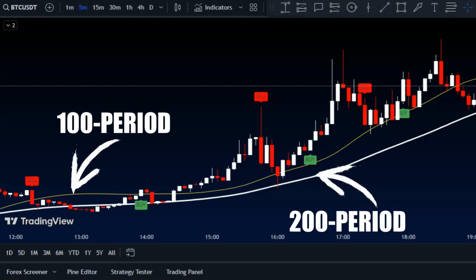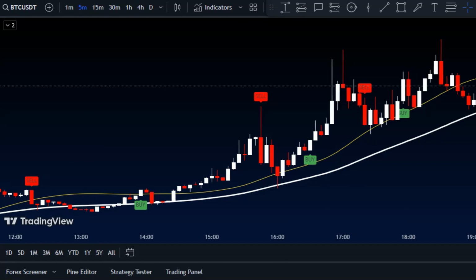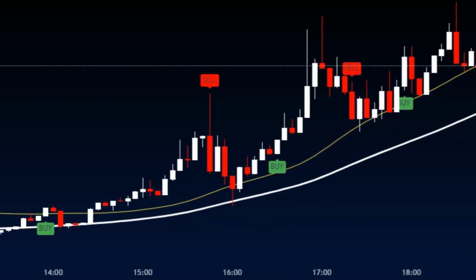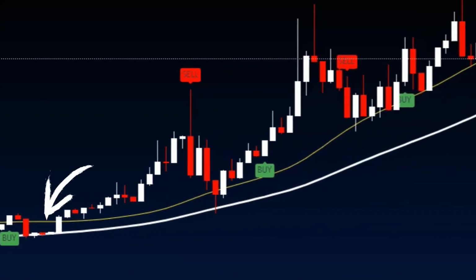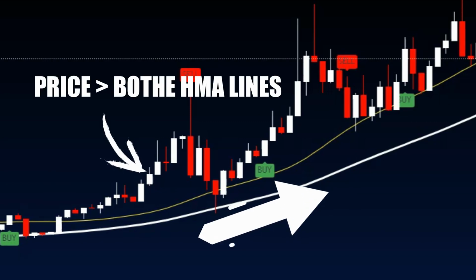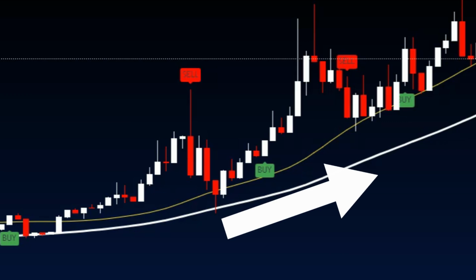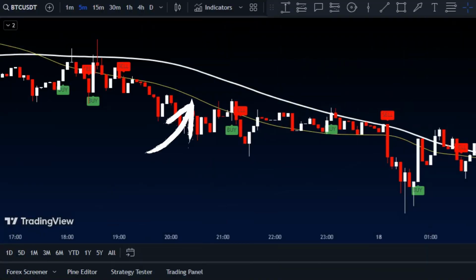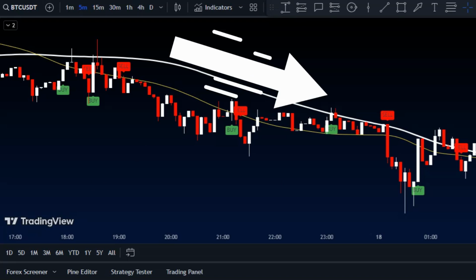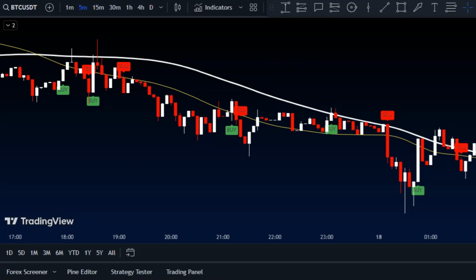By keeping an eye on the relationship between these lines and the price action, we can easily identify the prevailing trend. Here's the key. When the yellow line is above the white line and the price remains above both whole moving averages, it signals an upward trend. Conversely, when the yellow line dips below the white line and the price stays below both lines, it's a sign of a downward trend. This information will be crucial for validating our signals.